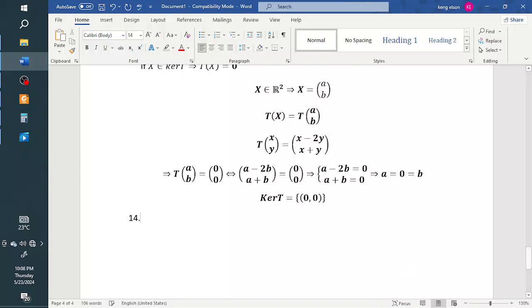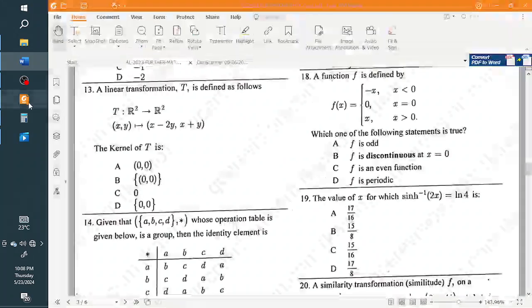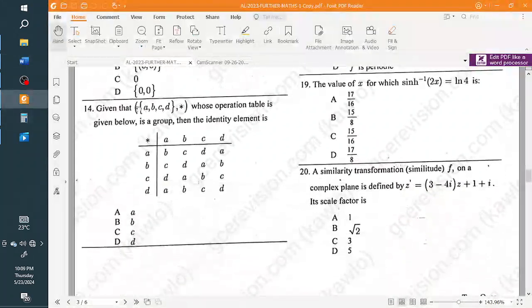Question number 14. Which option is correct? Let's check out the question. Given that we have a structure, the set is from A to D and the operation is star. They have given us a table and we are asked to find the identity element. So we just identify it from the table.